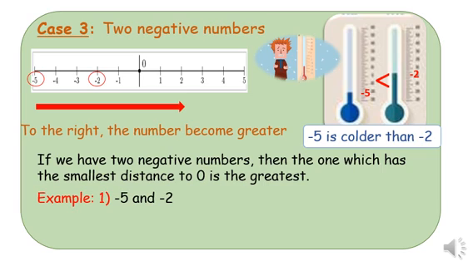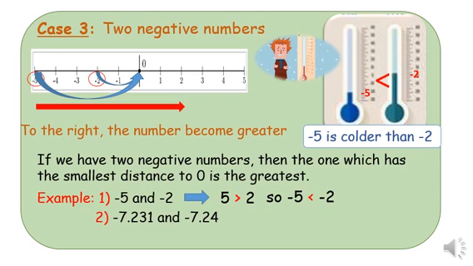Let's see an example. The first example is -5 and -2. Let's see the distance. The distance from -2 to 0 and the distance from -5 to 0. Which distance is the smallest? This distance from -2 to 0 is the smallest. So -2 is greater than -5, the inverse of two positive numbers.